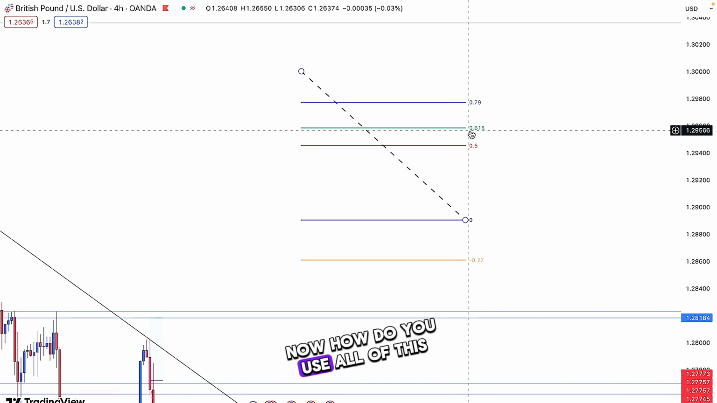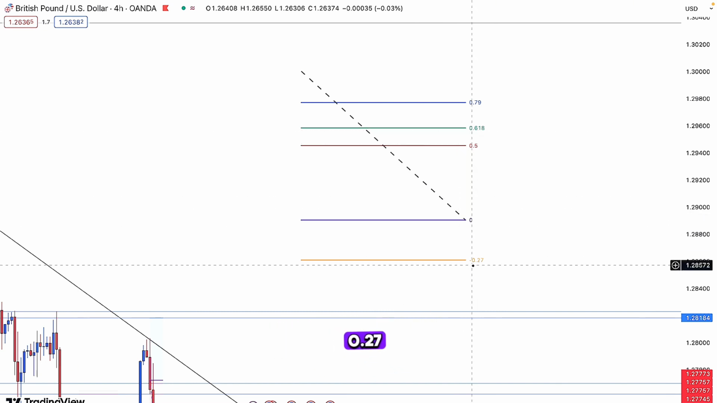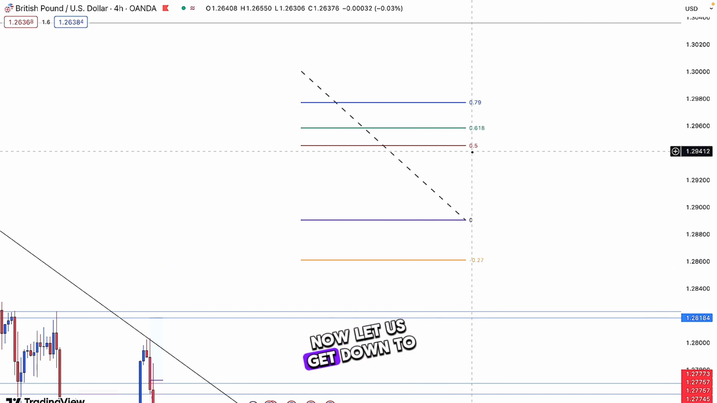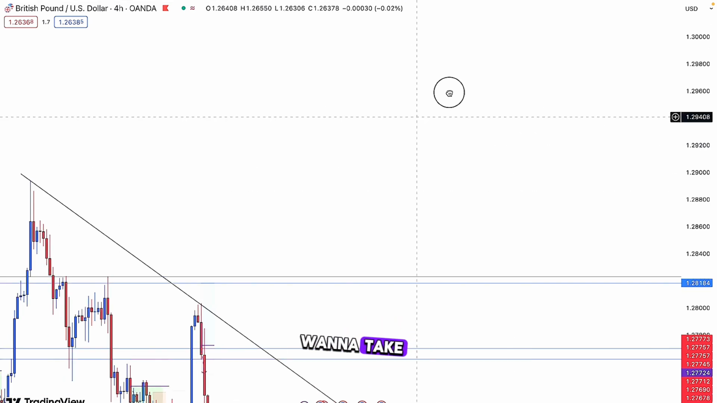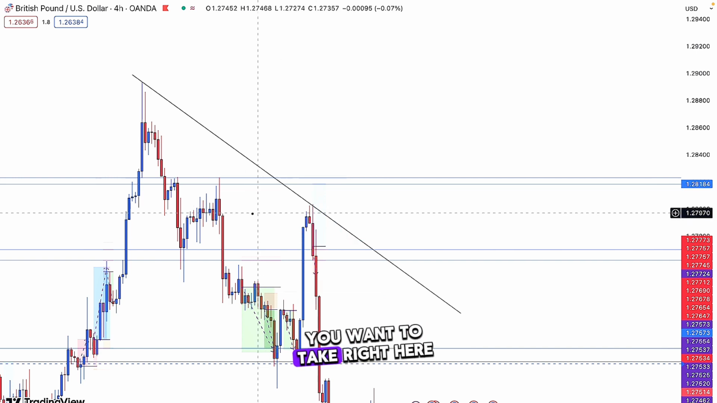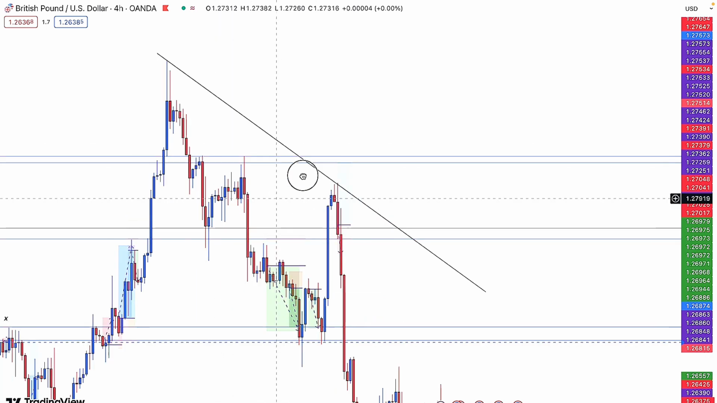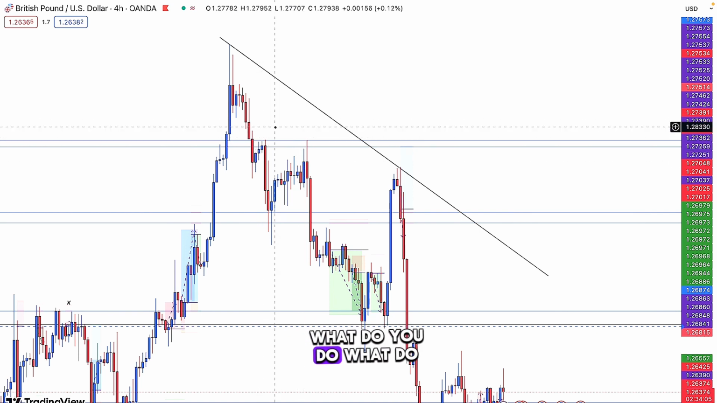Now, how do you use all of this, including the 0 level, including the minus 0.27? How do you use them? Now, let us get down to the chart. For instance, this is a trade that you want to take. Let's say you want to take a trade right on this zone. What do you do in this kind of situation?